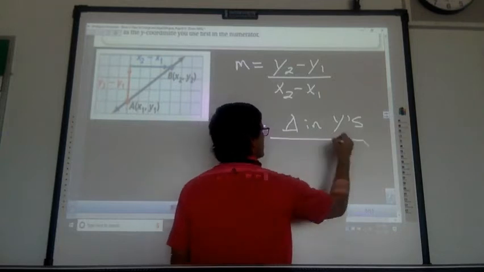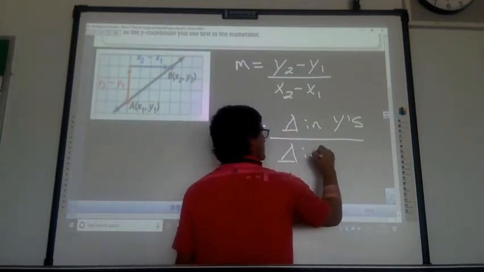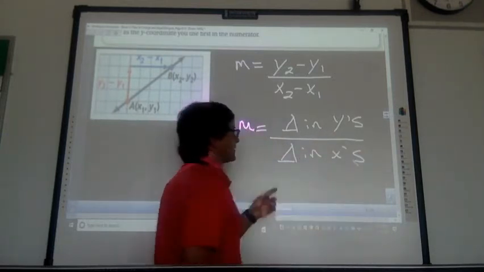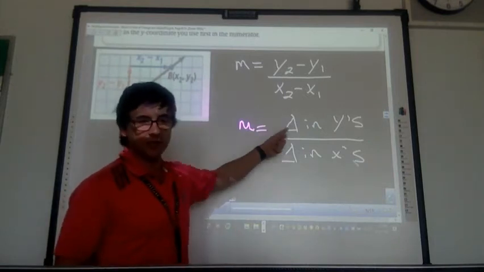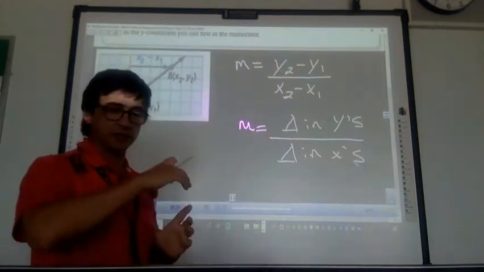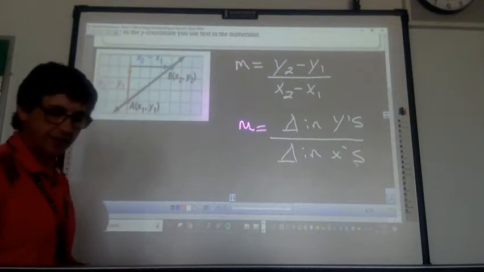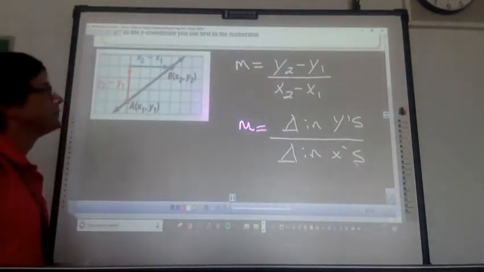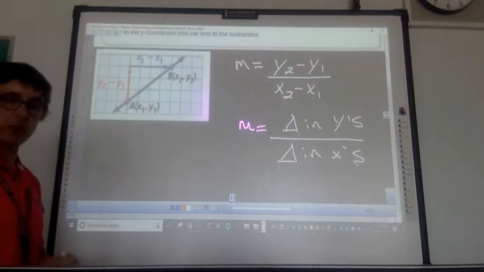So change in y's over change in x. Super handy in history because you talk about change all the time. You can just write the little triangle and you can take notes faster. And you just remember y to the sky.